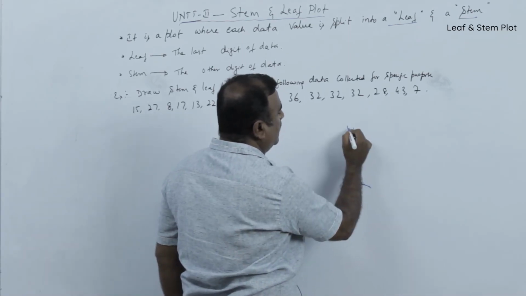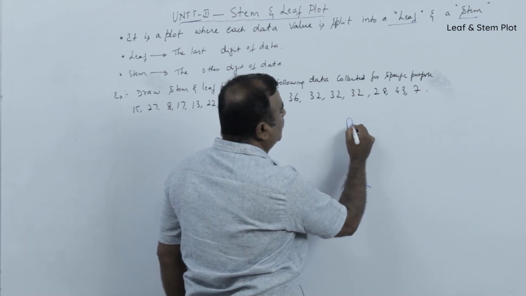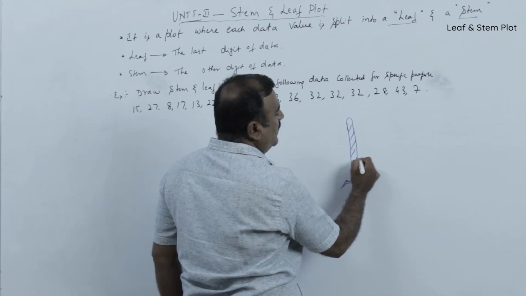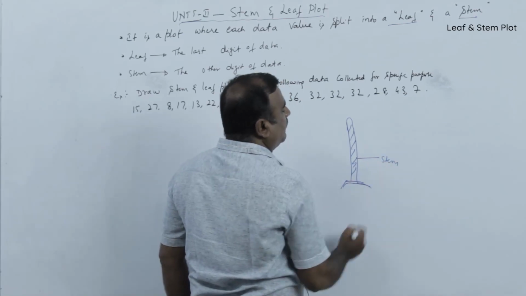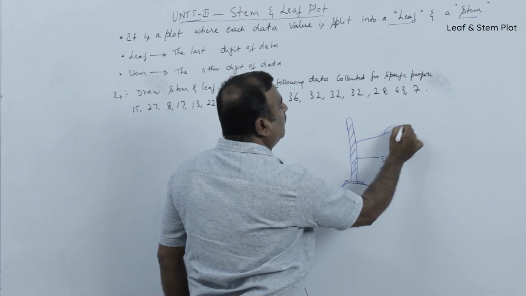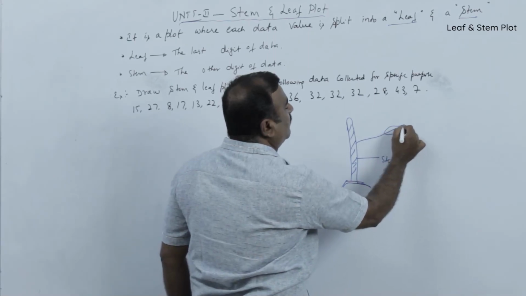So this portion, the stem portion, goes like this. This we call a stem. And the branches are divided from the stems, and somewhere here you get the leaf.